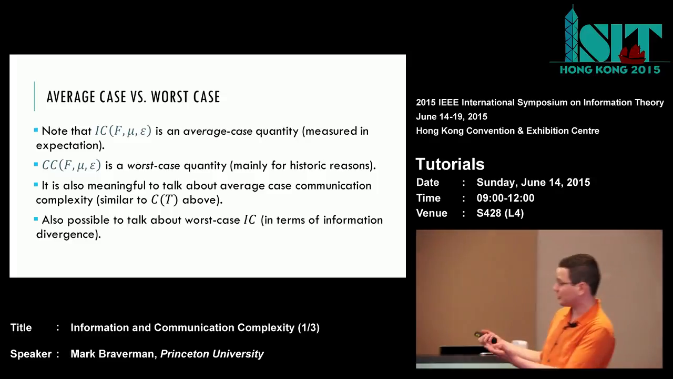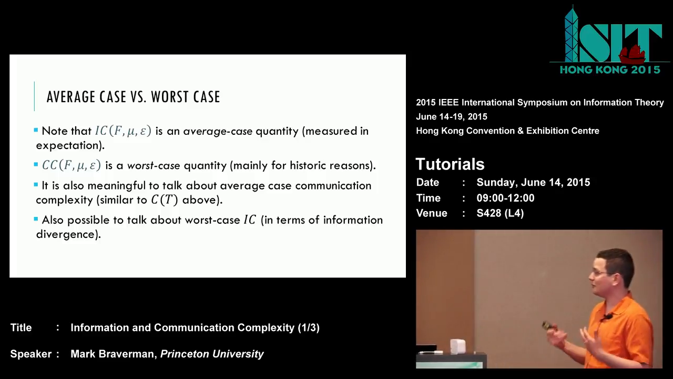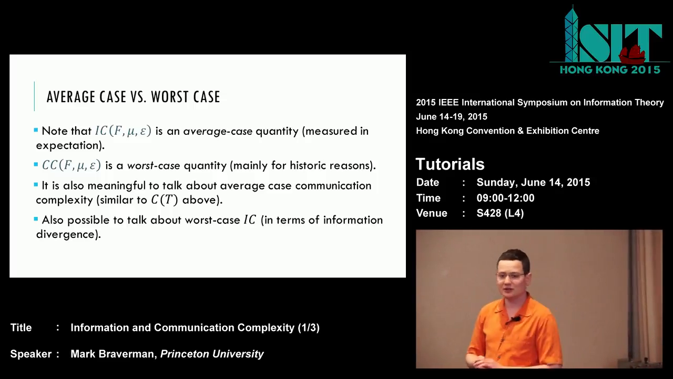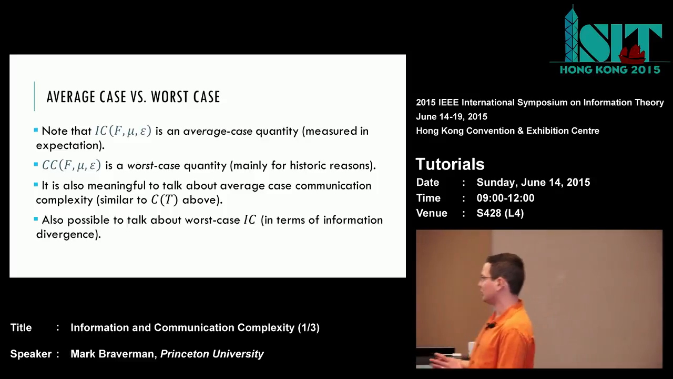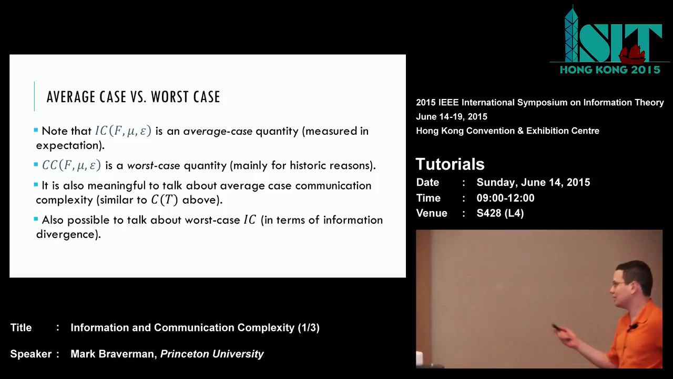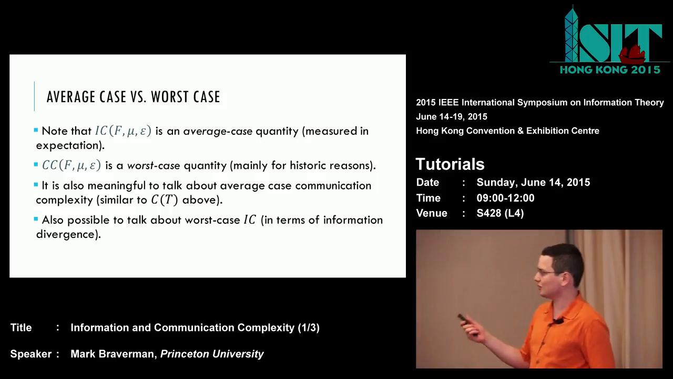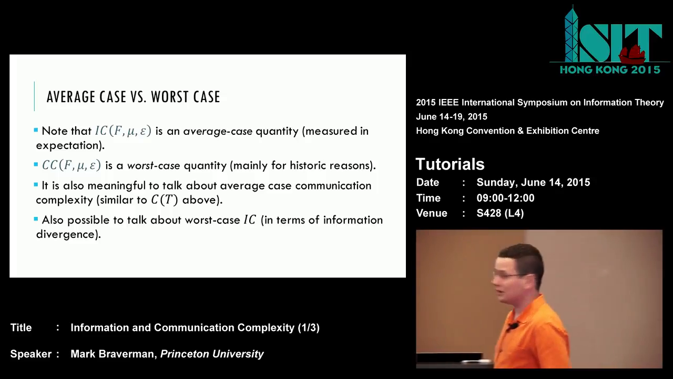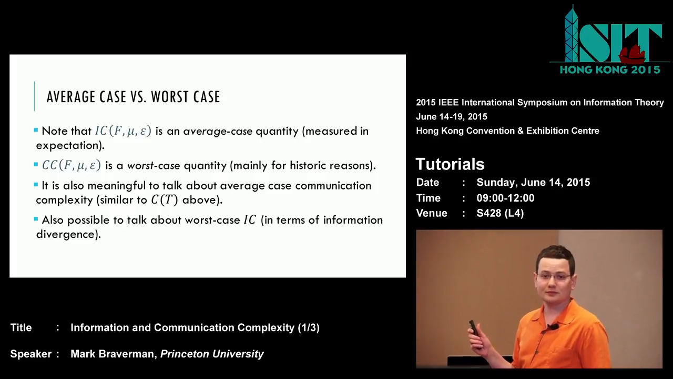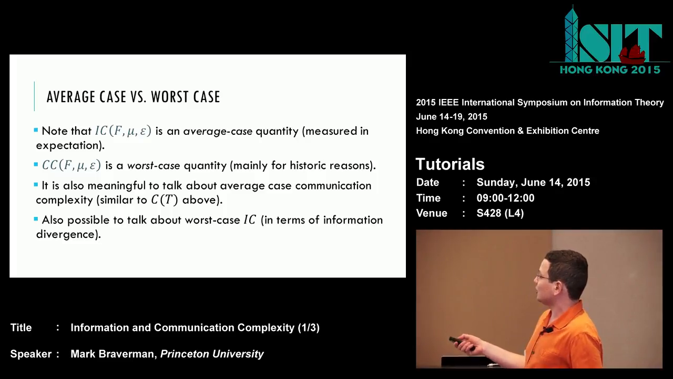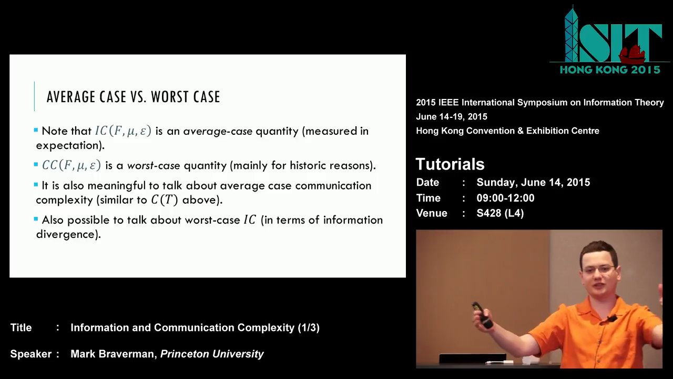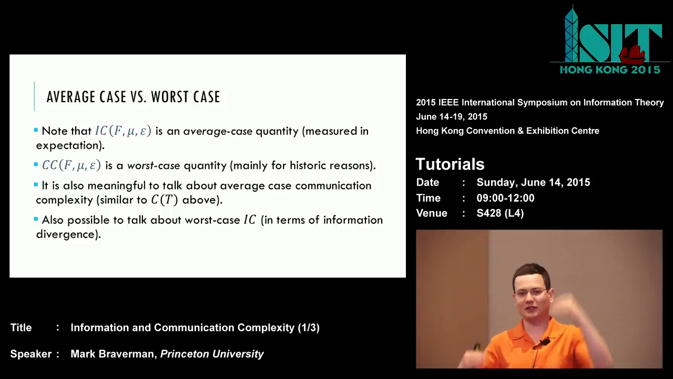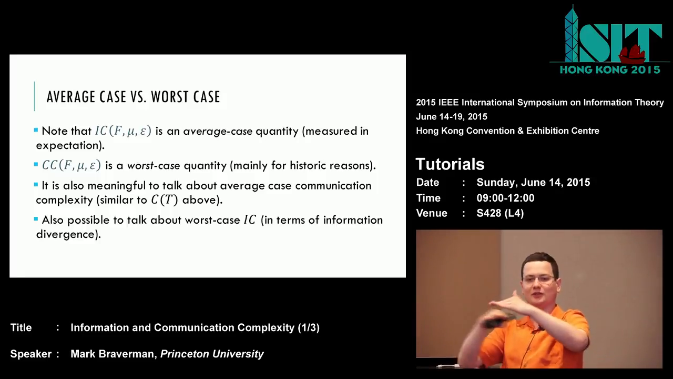Also, it's possible to talk about worst case IC by looking at information divergence and bounding it from above. You can also talk about mean entropy type of quantities, but they're not as nicely behaved. They are important if you want to do various second-order analysis. Question: what is the worst case in communication? You have a fixed distribution, right? Worst case means that if you have a protocol, I look at the maximum number of bits exchanged. So even if half the time you exchange very few bits, you still pay for the worst case.